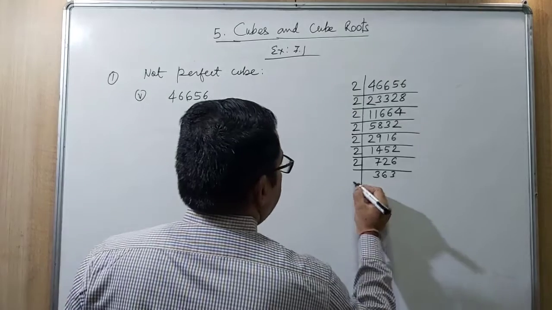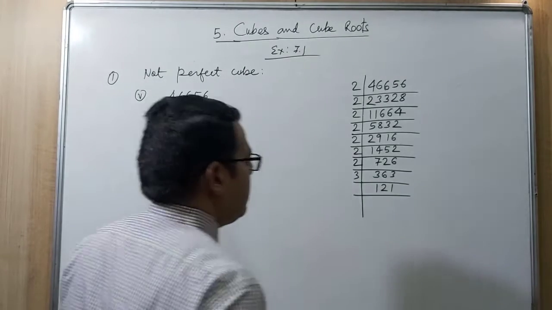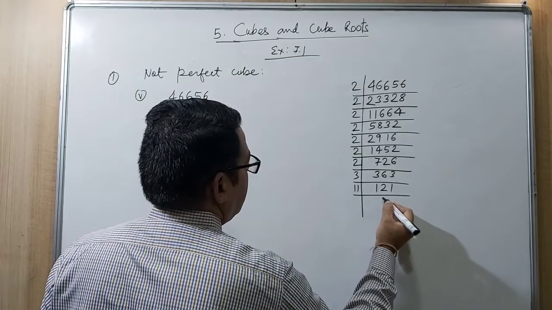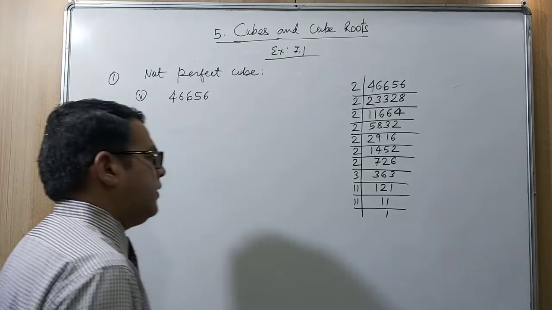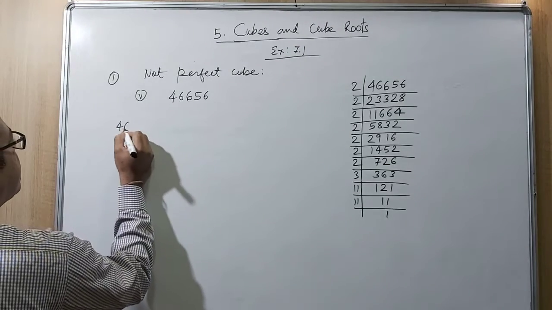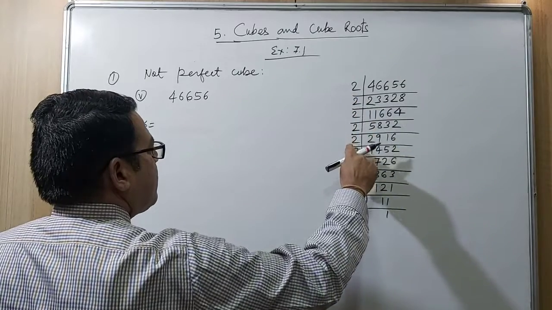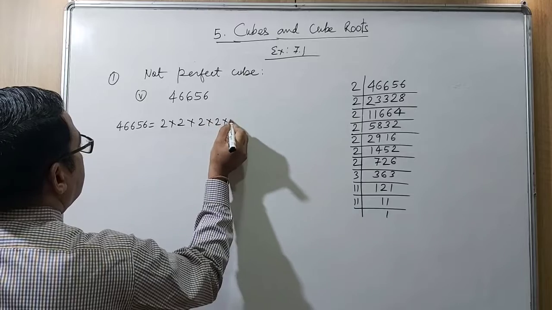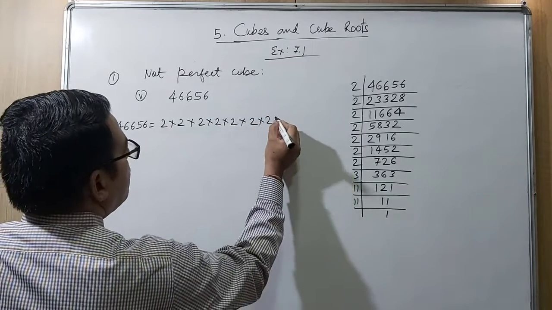Now we can divide it by 3. Right? Now by 11 you can see. So the factors of 46656 are 2 seven times, 3 six times, and 11 two times.